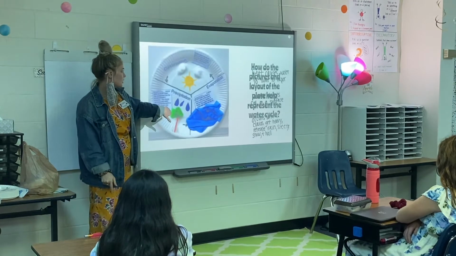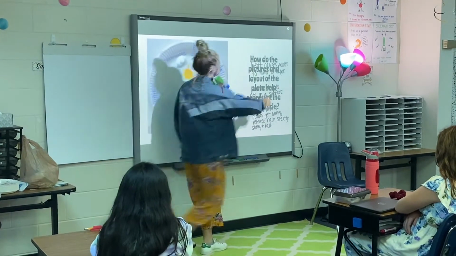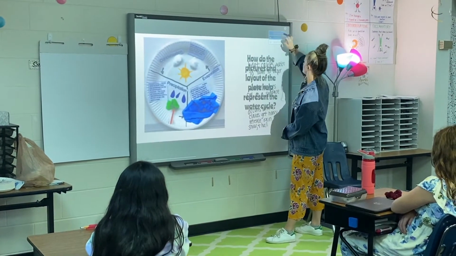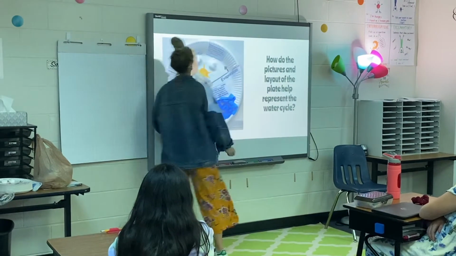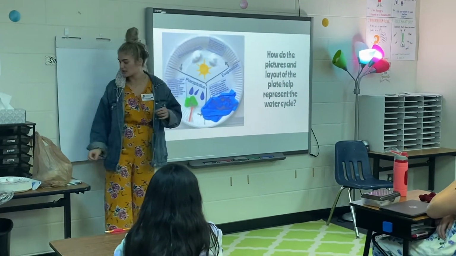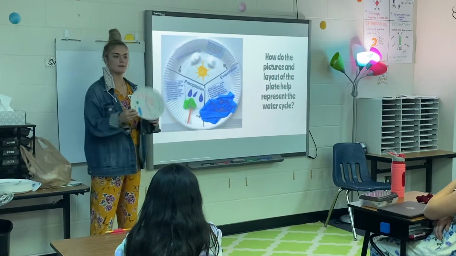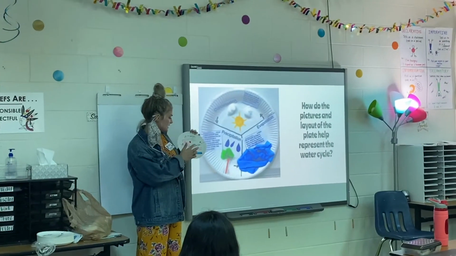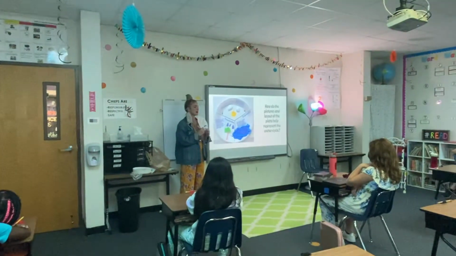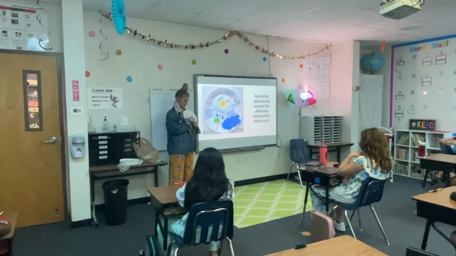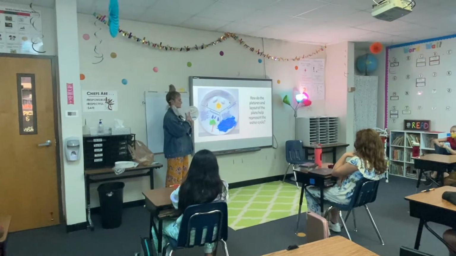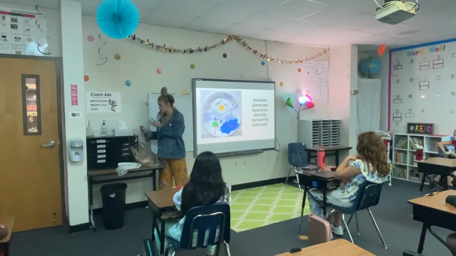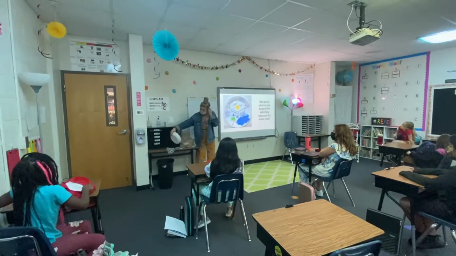Okay, so we have our three terms. Now we're going to take these terms and make a model so you guys can use it to study. We're going to take a paper plate and put condensation at the top, precipitation, evaporation. I have some cutouts for you guys to glue, but you can draw the rain and stuff. And then of course we're going to write the definitions as well. I'm going to pass this stuff out really quickly and then you guys can get started.